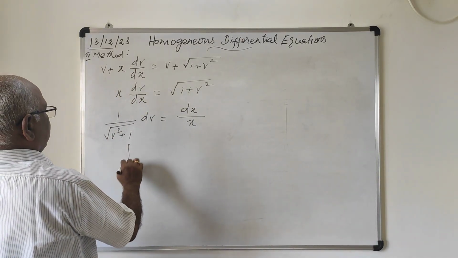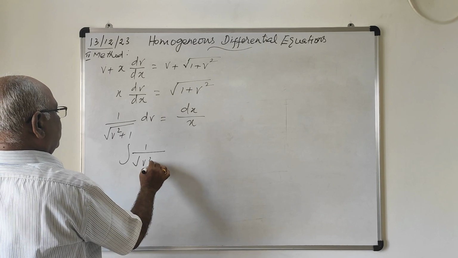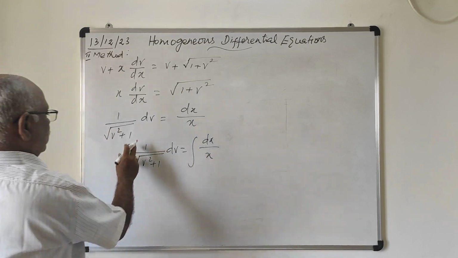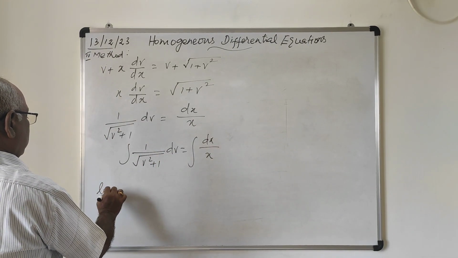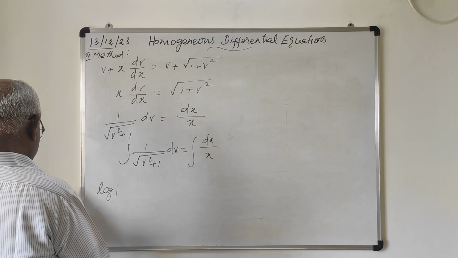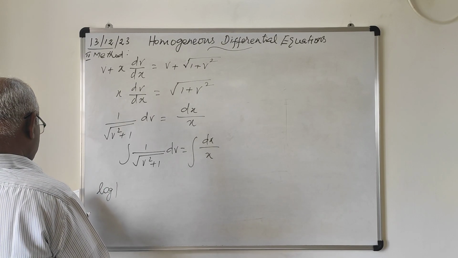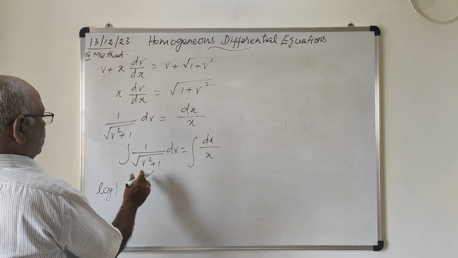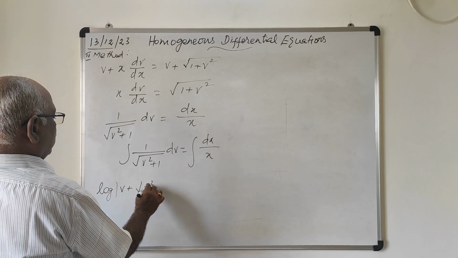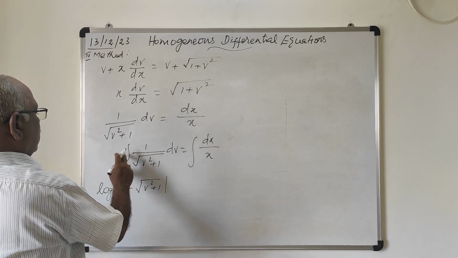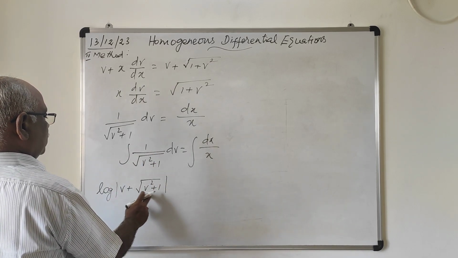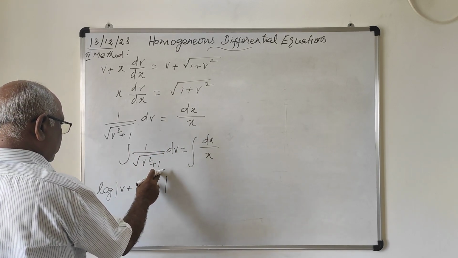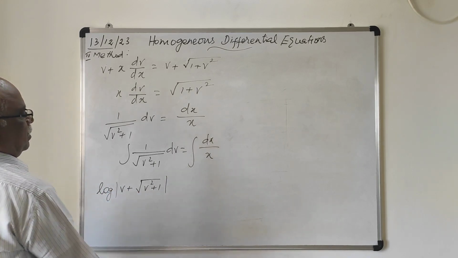So now again, integral of 1 by root of v square plus 1 dv equals integral of dx by x. The integral of 1 by root of x square plus 1 is log of x plus root of x square plus 1. That is the formula.